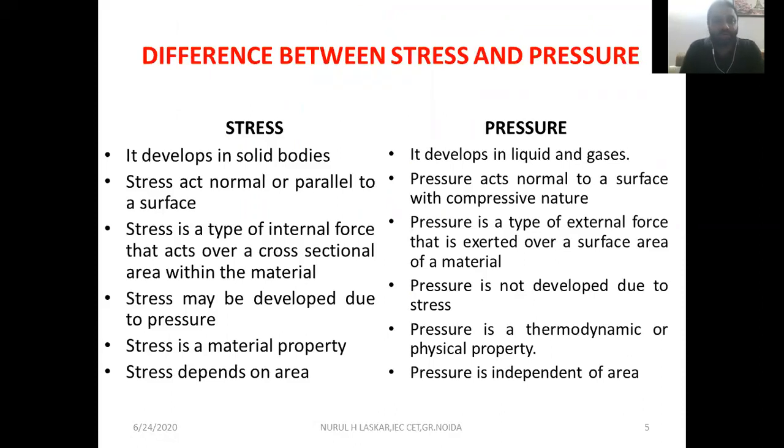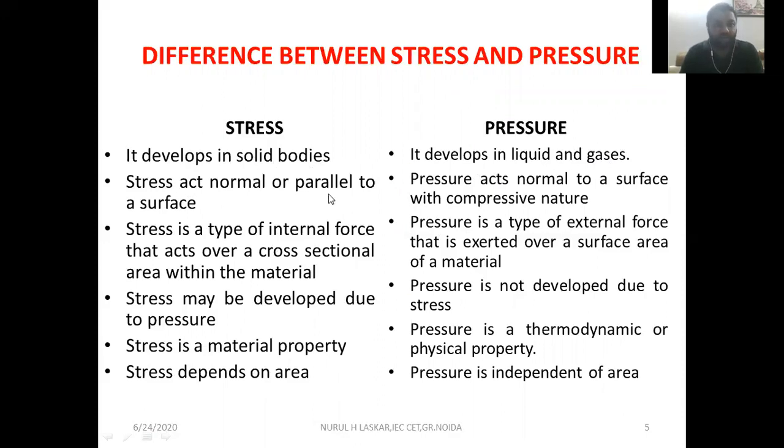Now, we know the unit of pressure is also Newton per meter square, and the unit of stress is also Newton per meter square. Then what are the differences between stress and pressure? This question is normally asked in any interview. So we can see stress develops in solid bodies, while pressure develops in liquids and gases. This is the first difference. In a solid body, we will find stress, but for liquids and gases, pressure will be developed, no stress.